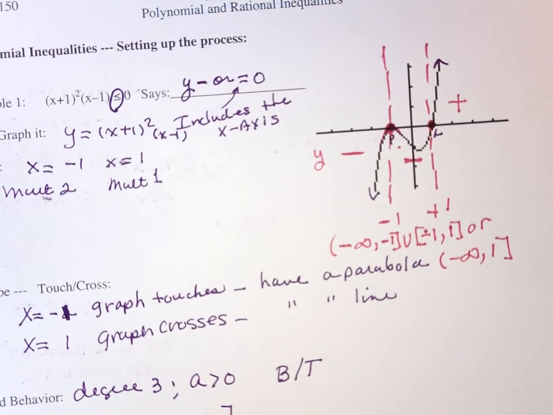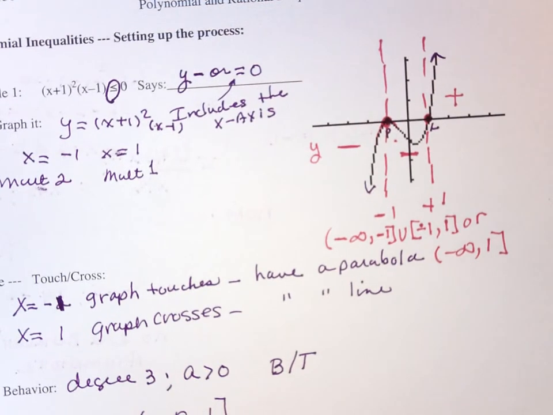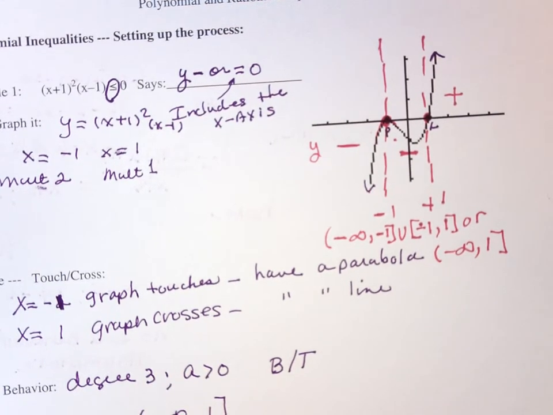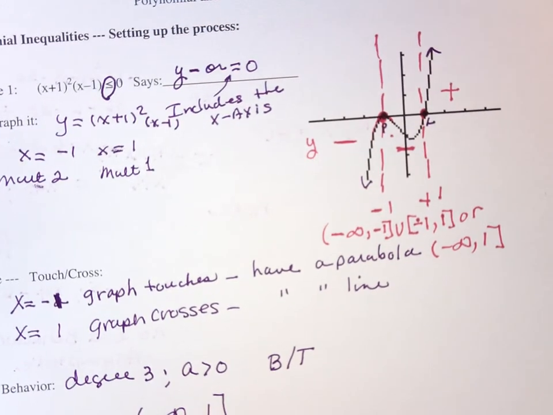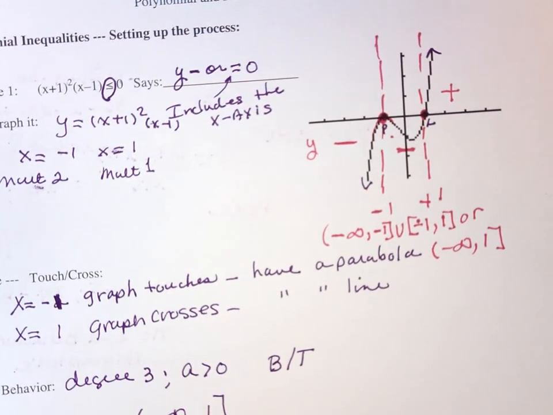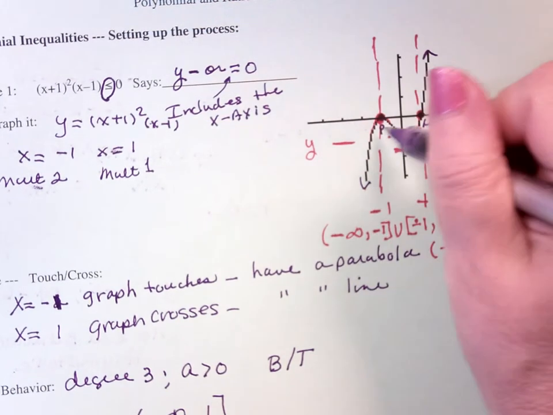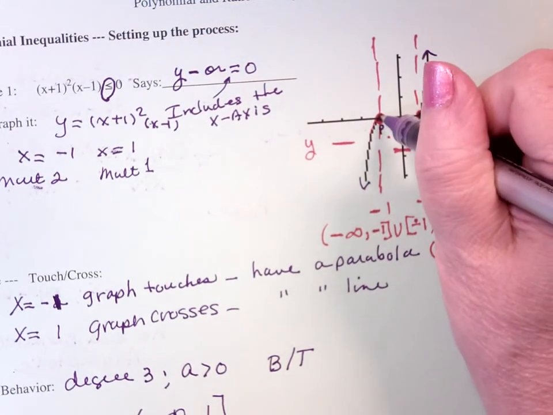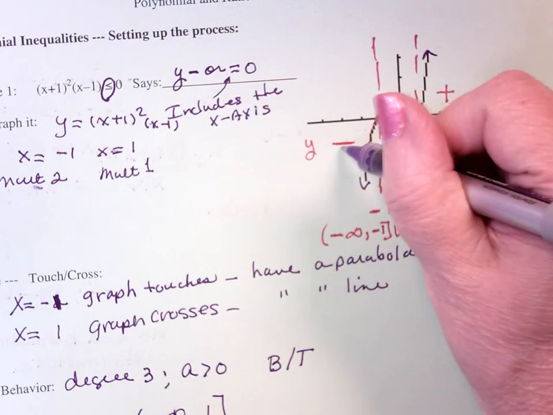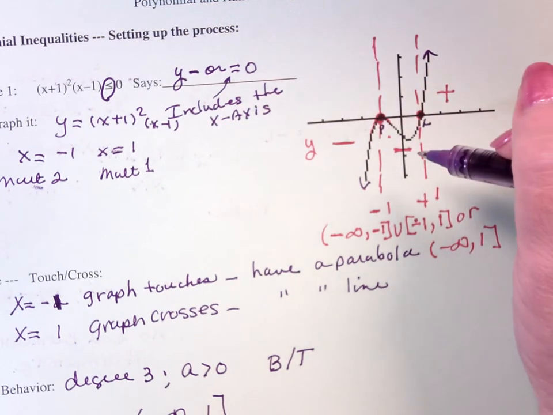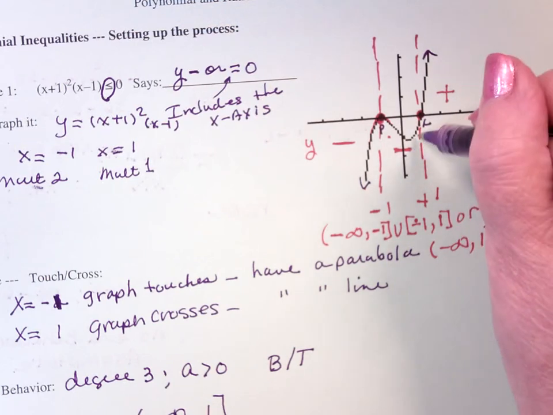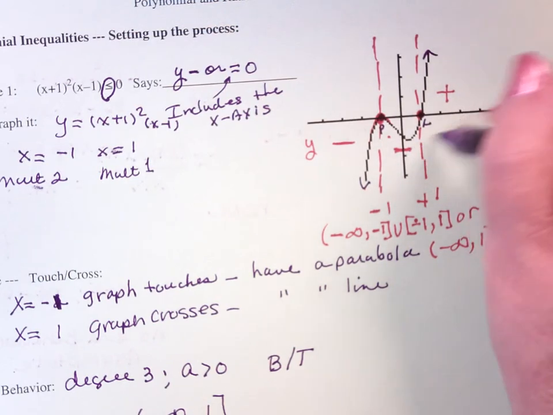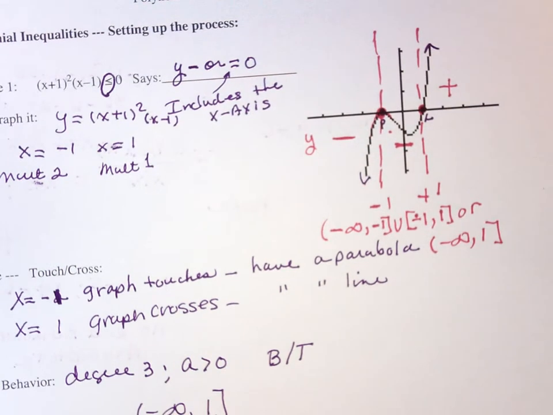Now forget the graph. This is the key: the key to these problems is the x-intercepts. Because if y is negative and the graph touches, it stays negative. If y is negative and the graph crosses, y moves from negative to positive. Everything goes with the x-intercepts.